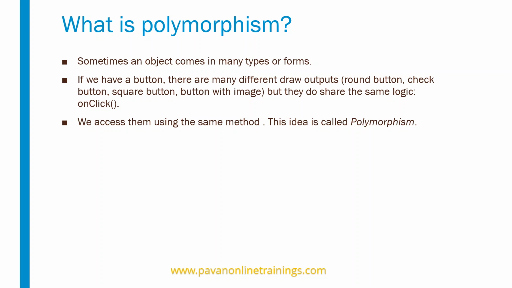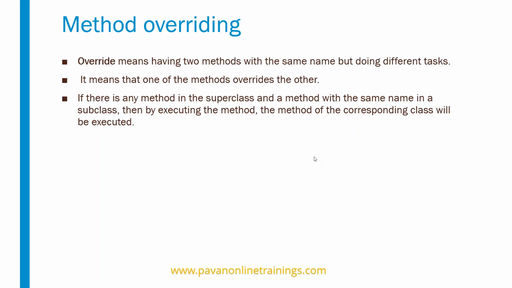Means one thing can have multiple behaviors. So the same thing can behave in different ways based upon the input we provide. So that is the concept of polymorphism. Thus polymorphism can be achieved by using overriding and overloading concepts in Python. Now let us see what is method overriding first.